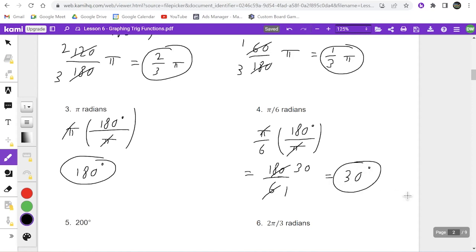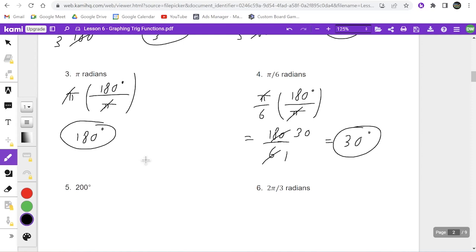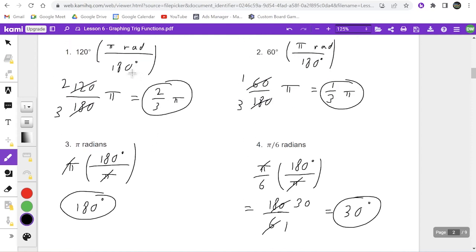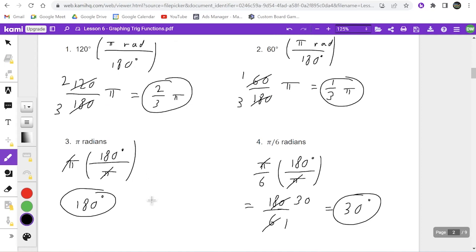By the way, all the angles we've looked at so far, 120 degrees, 60 degrees, pi radians, pi over 6 radians, basically all the examples except for number 5, because I messed up on number 5, are all examples we talked about last time in terms of those angles you need to know. Like 30, 120, 60, 180 degrees.